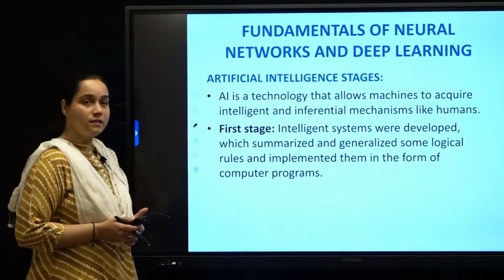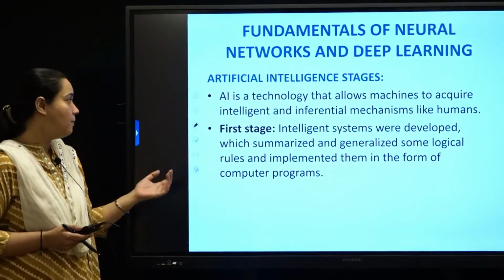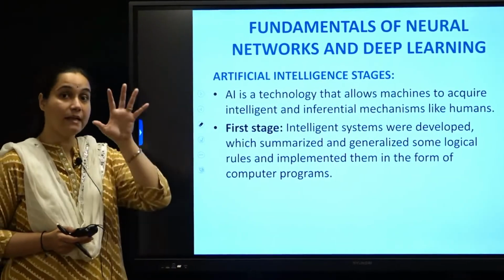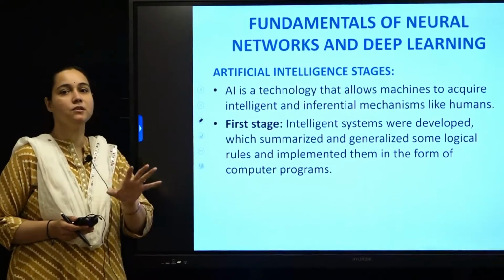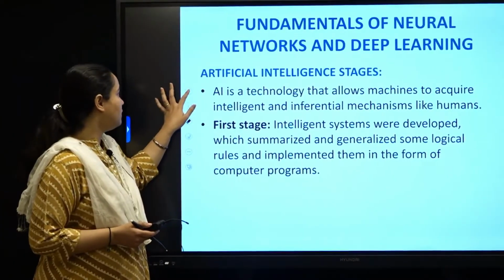In the first stage of artificial intelligence, a few intelligent systems were developed which summarized and generalized some logical rules and then implemented them in the form of computer programs. So this was the most initial stage of artificial intelligence, or the AI era, that we call it.